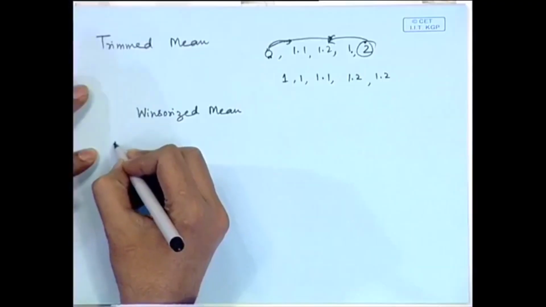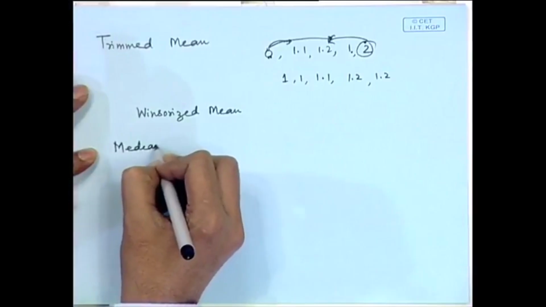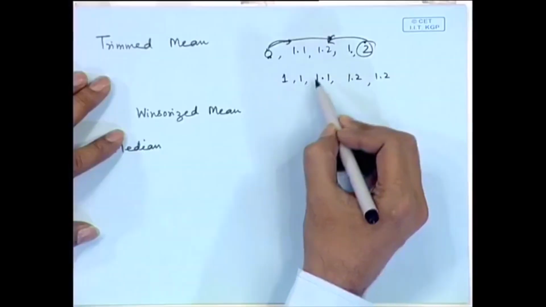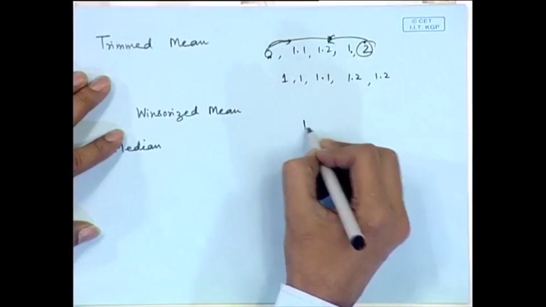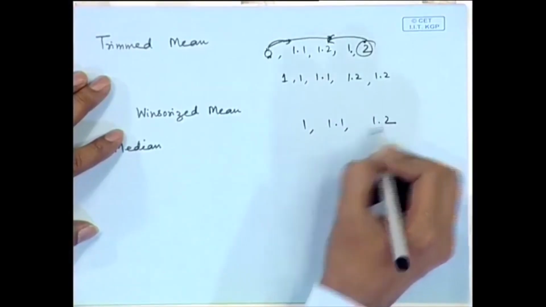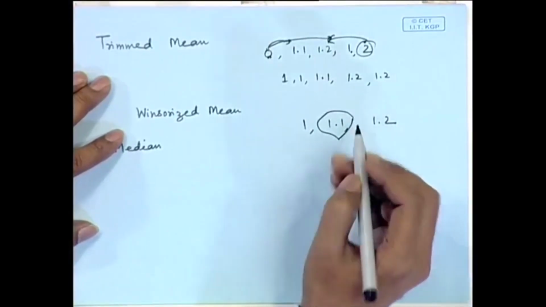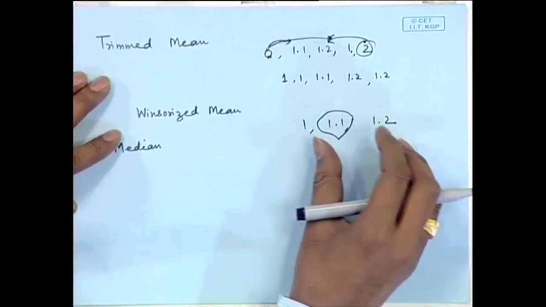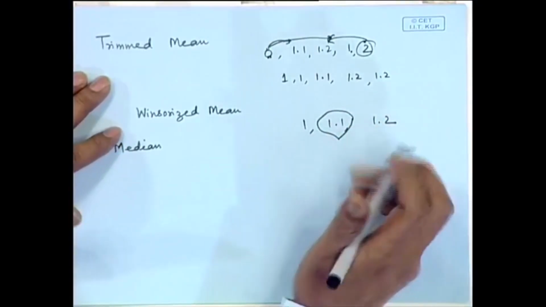Some other quite useful measures of location are the median. Now, median by the name, it is the middle value of the observations. For example, if I have written the sample as 1, 1.1 and 1.2, this is the middle value. Suppose I have an even number of values, then we take the average of the middle two values.